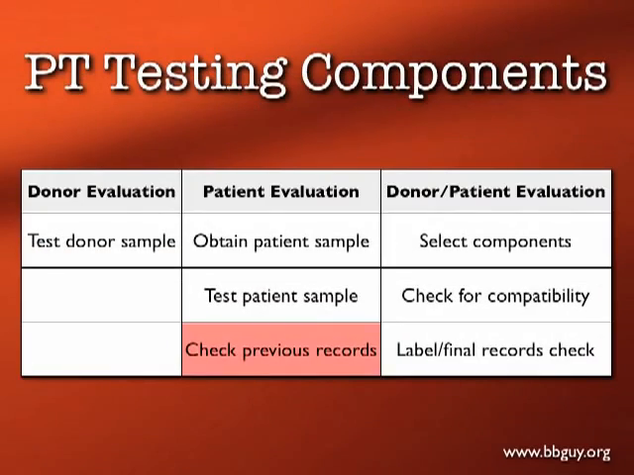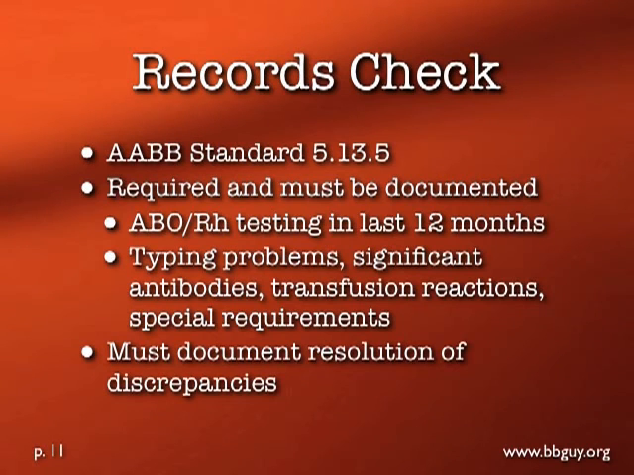Okay, so scooting right along, let's talk about the previous records check. It's the last thing we do before we do testing and evaluation of both the donor and patient together. The previous records check is required by AABB standards. You have to look at the ABO and Rh testing for your donor, specifically in the last 12 months, but most people will go beyond that.